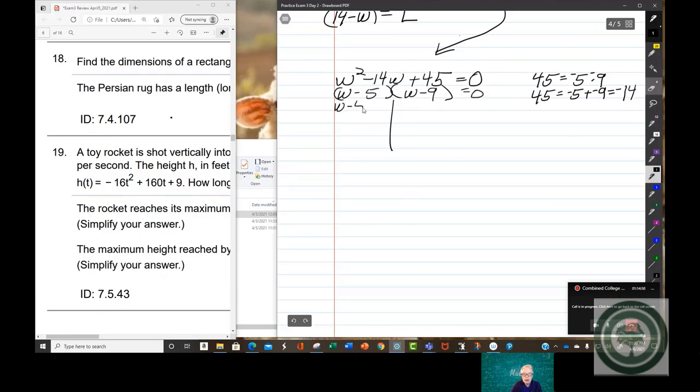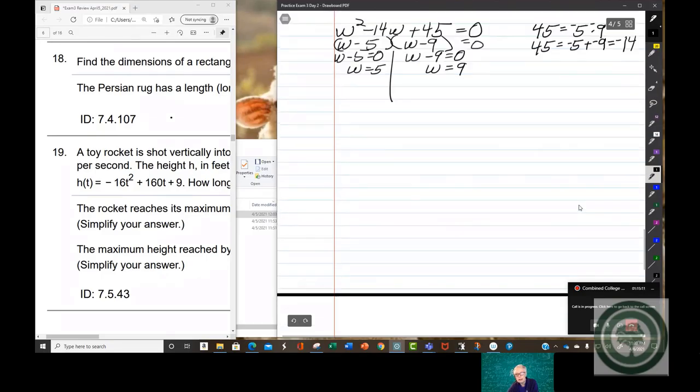Going to have minus 5 and minus 9. W minus 5, W minus 9. W minus 5 equals 0, W minus 9 equals 0. Add 5 to both sides, you get W equals 5. Add 9 to both sides, you get W equals 9.